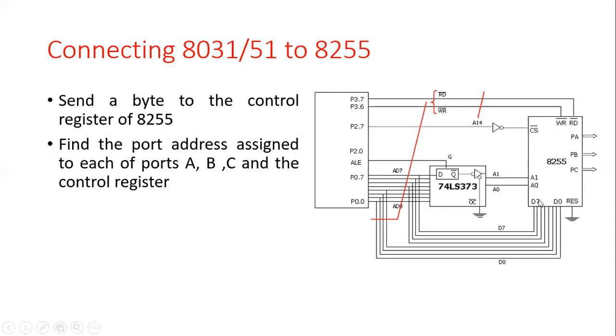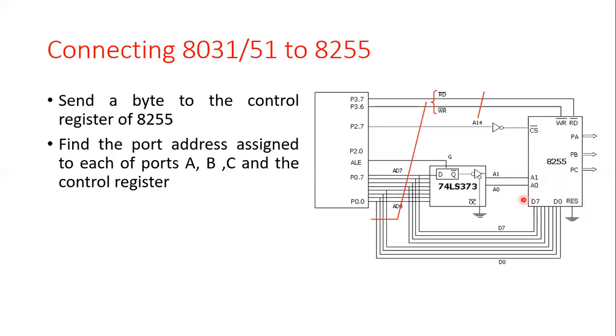On the other side, you have 8255. 8255 is a separate part. So it has three ports: PA, PB and PC. Then also it has the read, write, chip select, address pins, then data pins, and also you have a reset.